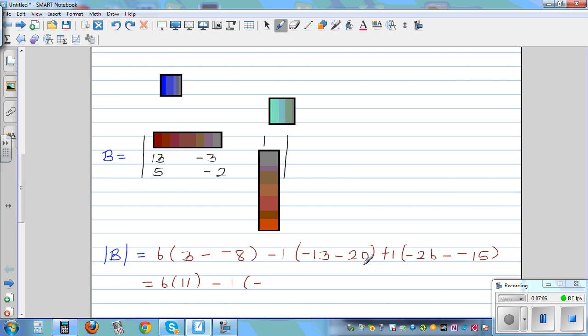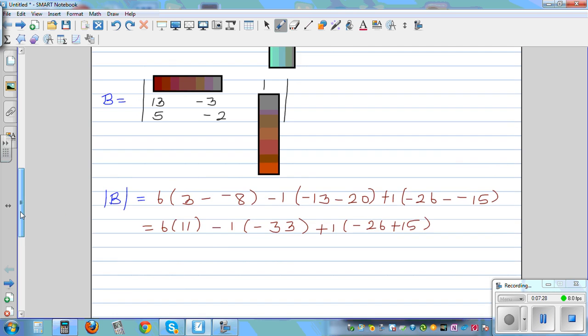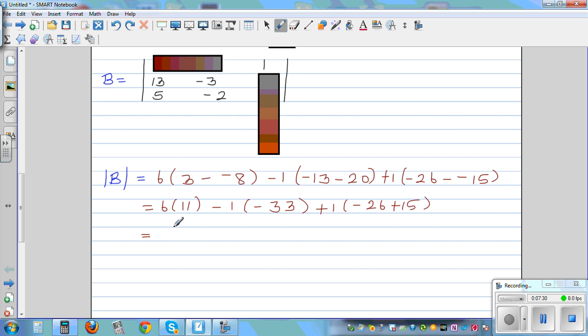Am I right? Minus 13, minus 33. So minus 33, am I right? Yep. And plus 1 times, this is how much, minus 26 plus 15. So let us finish it off. So this is 6 times 11, which is 66. Plus, this is how much? 33. And this is going to be minus 11.